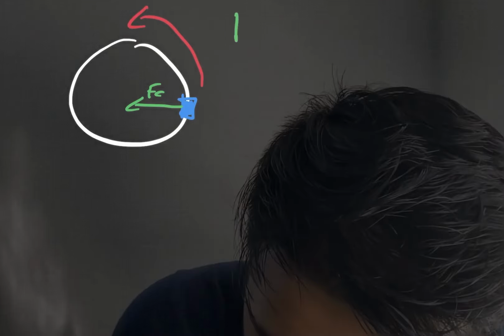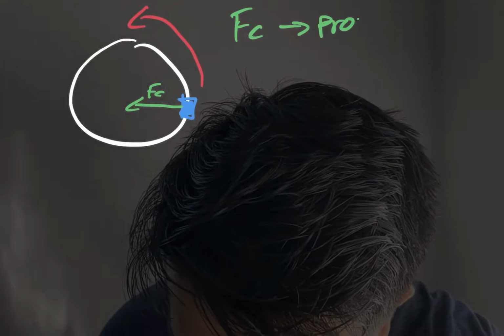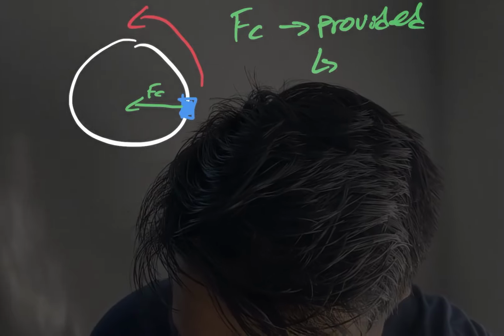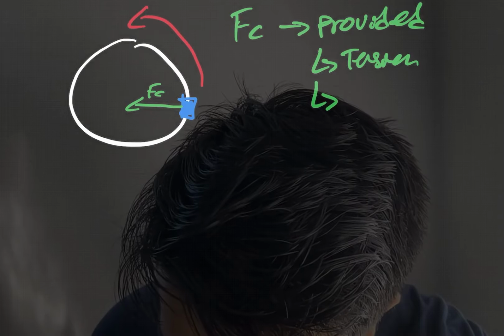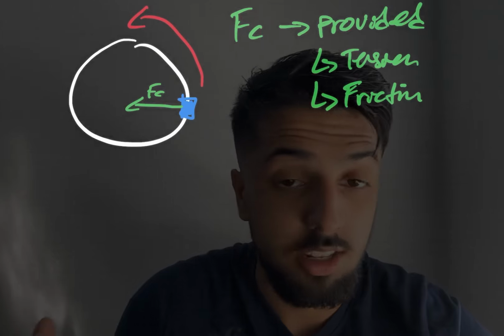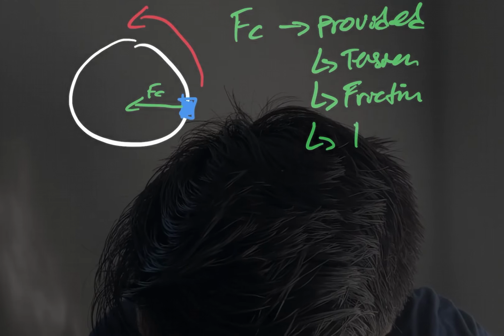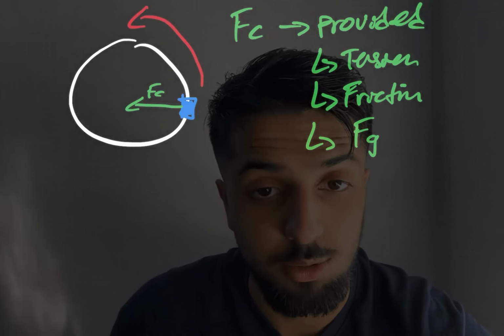We know that this force is not a real force, it is provided by another force. These forces could be tension from a string, friction from, let's say, tires on the road. And in our Newton's gravitation video, we found that Fg could also be the force that provides the centripetal force.